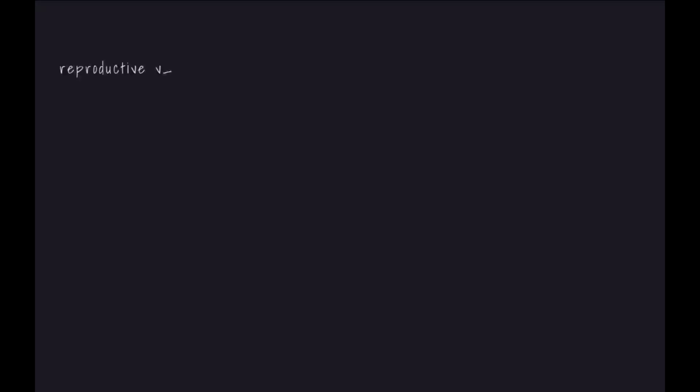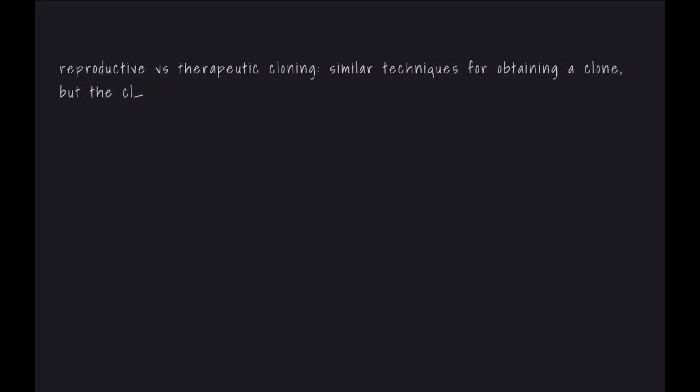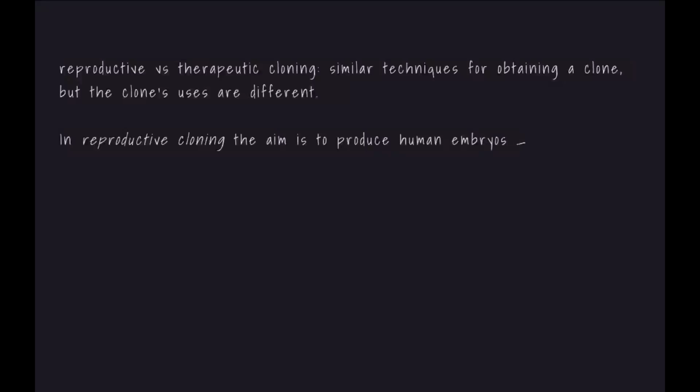In the previous lecture, we saw that understanding the bioethical issues arising from the use of cloning techniques requires drawing a distinction between reproductive and therapeutic cloning. The techniques for obtaining a clone are similar in both cases, but the uses of the resulting embryonic cells are very different. In reproductive cloning, the aim is to produce human embryos to implant into the wombs of women. This will produce human babies with genomes identical to the nucleus donors.